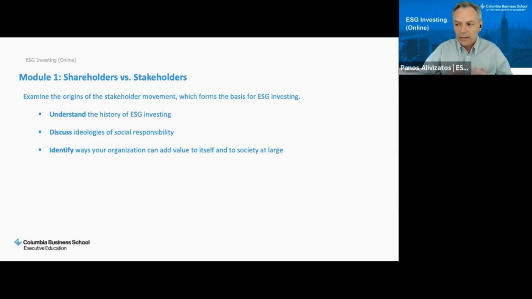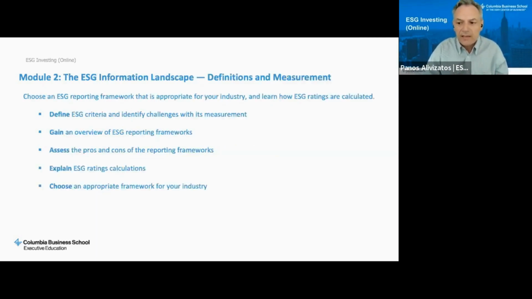In the second module, we will go a little deeper into the ESG information landscape, the definitions and how we can measure them. We will choose an ESG reporting framework that is appropriate for your industry, and we will learn how ESG ratings are calculated. In a nutshell, we will define the ESG criteria and identify the challenges regarding measurement. We will gain an overview of the ESG reporting frameworks, and we will assess their pros and cons. And believe me, there is a lot to discuss there. There are so many ESG reporting frameworks right now, and they confuse a lot of people. We will also explain how ESG ratings are calculated, to the extent that we can predict that and discuss it. And we will choose an appropriate framework for your industry.